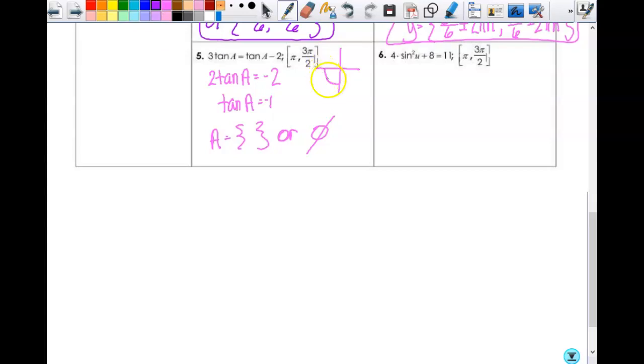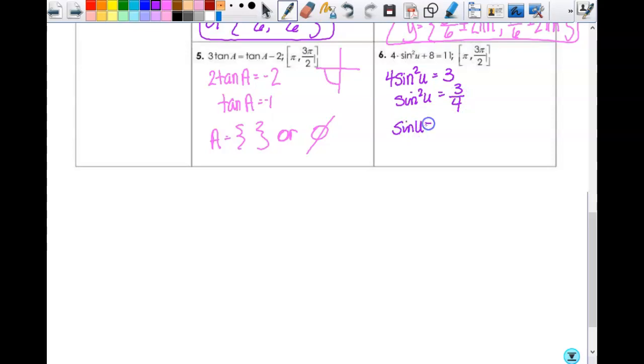Right, it's the empty set. Because this is restricting me to the third quadrant, because our answers are in set notation. So there is an answer. It's the empty set. Okay, number 6. I've got 4 sine squared u plus 8 equals 11. So I'm going to start by subtracting 8 because my algebra steps are exactly the same as anything else you ever do. Sine squared u equals 3. So sine squared u equals 3/4.